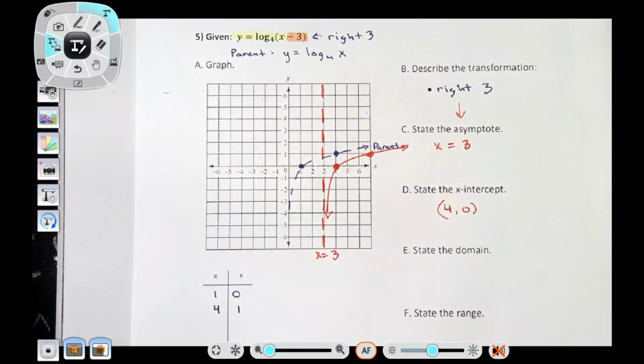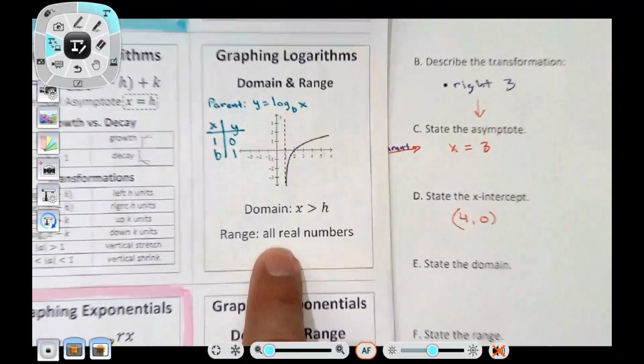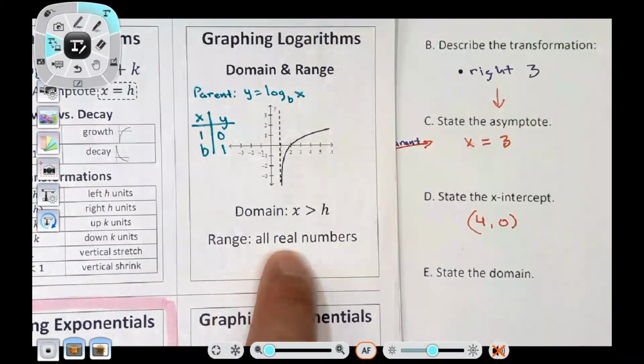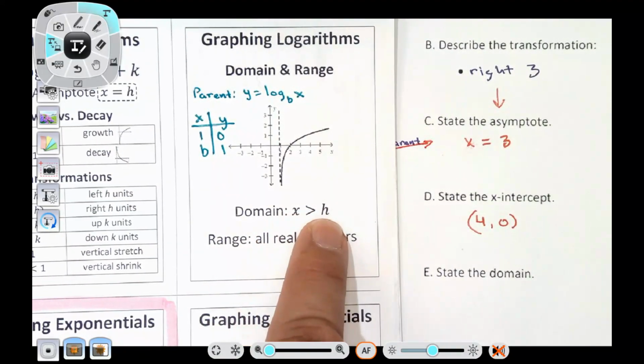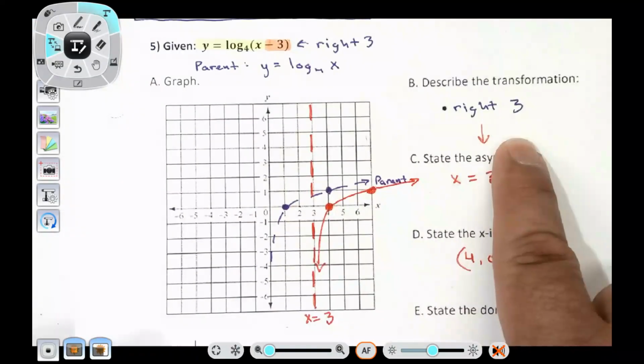This is a logarithm, right? It says log in it. Logarithm, domain and range. Look at what it says for range. Your range is all real numbers. It doesn't even give you an option for anything else. Your domain is x is greater than whatever the h was. Well, my h was the number 3.